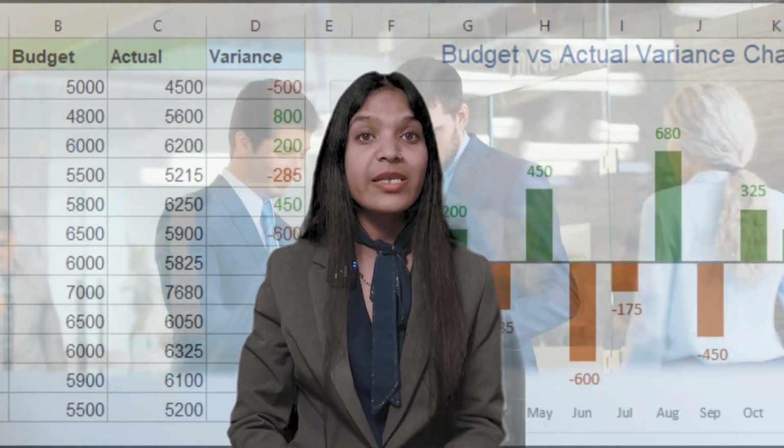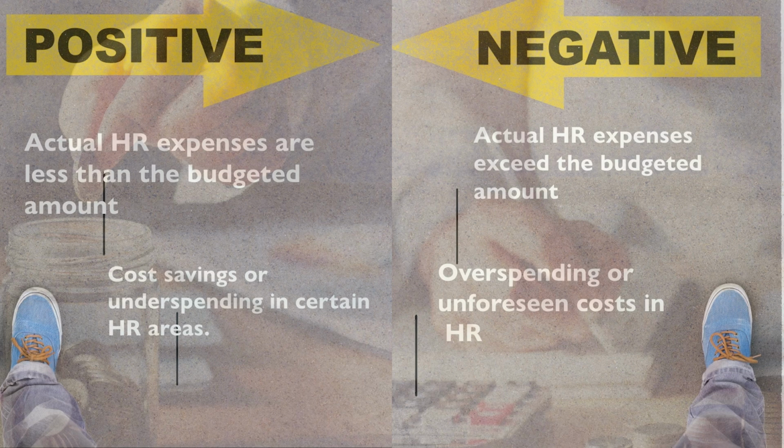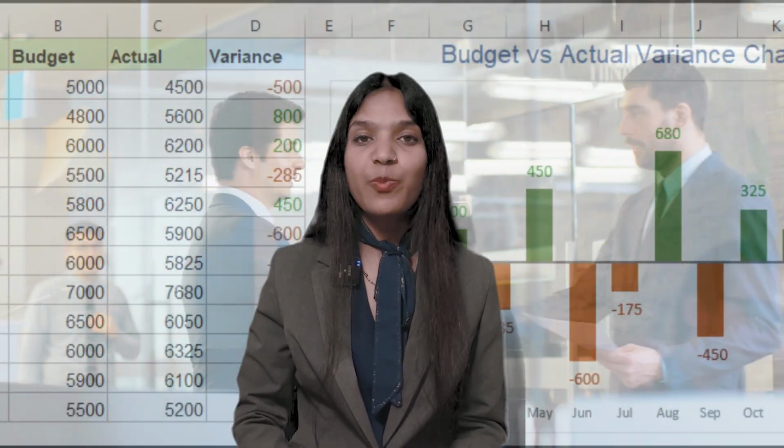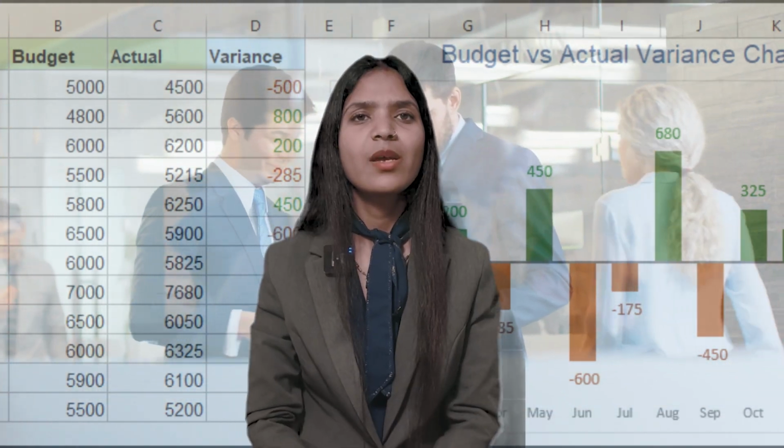If positive variance occurs, it means actual HR expenses are less than the budgeted amount. This could indicate cost saving or underspending in certain HR areas. And if the negative variance occurs, it means the actual HR expenses exceed the budgeted amount. This could indicate overspending or unforeseen cost in HR. When the actual HR expenses are more than the budgeted expenses, the HR department spent more than planned.